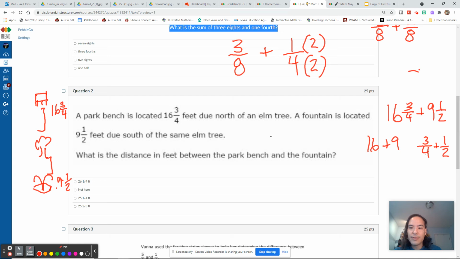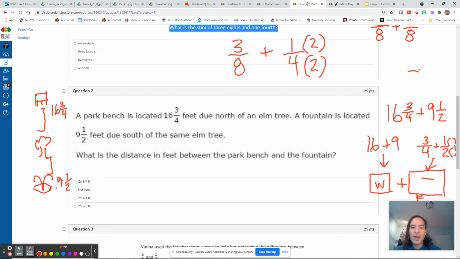2 can turn into 4, so we're going to build a snowman on this side of the 2. That'll help. All right, and then once you get your sum of 16 plus 9 and your answer to 3/4 plus 1/2, then you'll add them back together. So you're going to add the whole plus the fractional part.